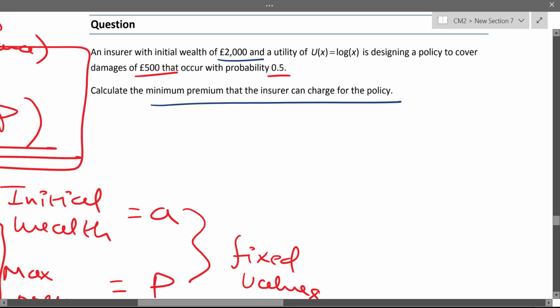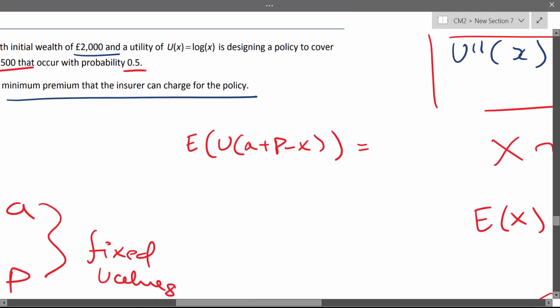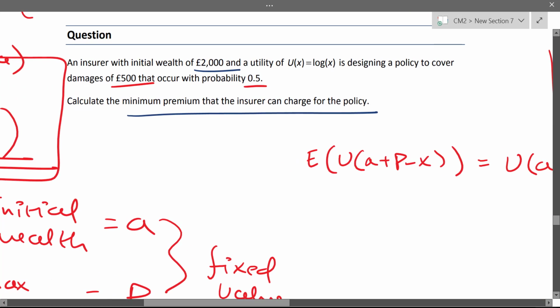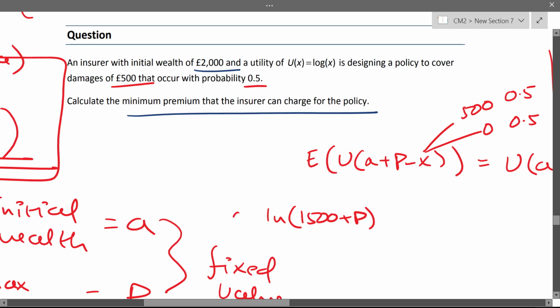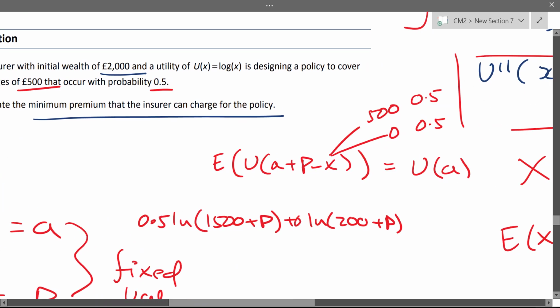So I'll just implement the equation. The expected utility under insurance should be equal to the utility without insurance. So what is the expected utility if I sell the insurance? It's log of my initial wealth plus the premium that I receive minus the loss. X can take a value of 500 in 50% of the cases and 0 in 50% of the cases. So it becomes log of 2000 plus P minus 500, that is 1500 plus P, in 50% of the cases, and log of 2000 plus P in the other 50% of the cases when the loss is 0, multiplied with 0.5.